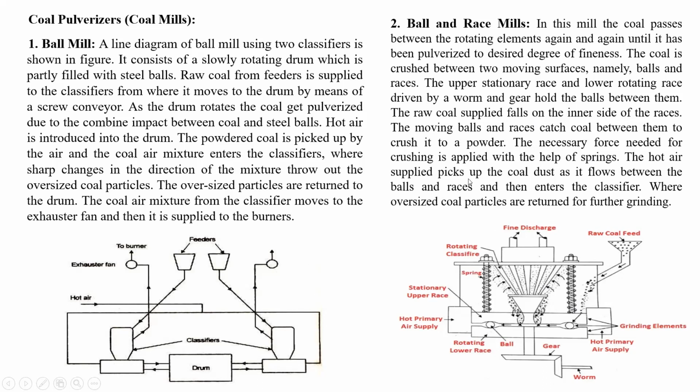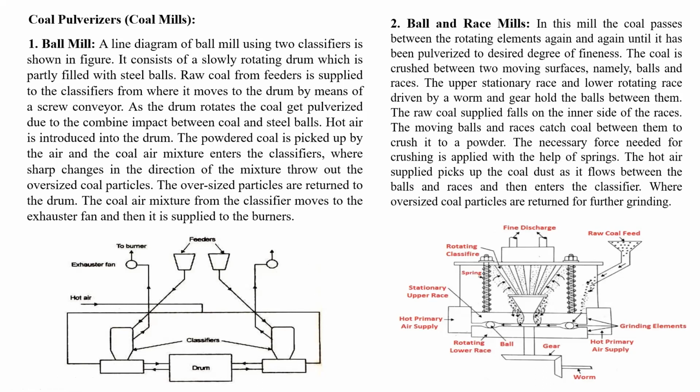The hot air supplied picks up the coal dust as it flows between the balls and races. The fine coal particles pass through the coal classifier, which allows the fine particles to flow upwards, and the heavier particles fall down again. The air then enters the classifier, where oversized coal particles are returned for further grinding.